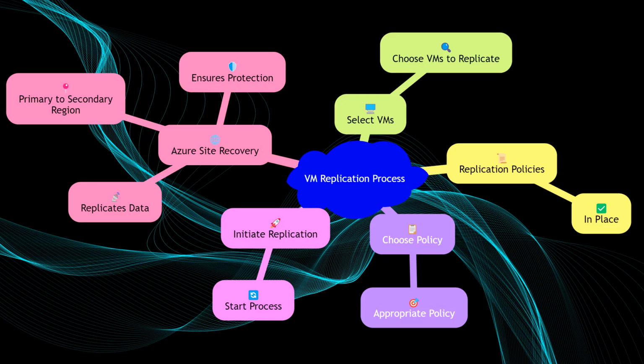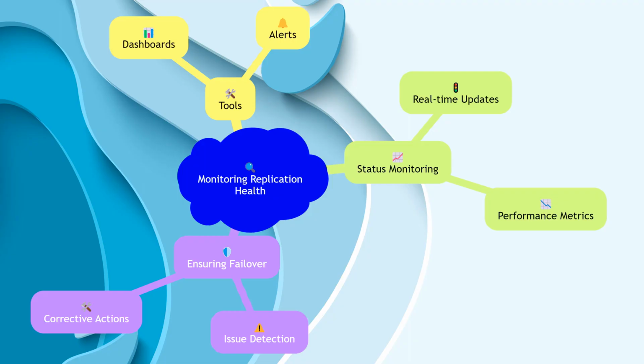Once the replication policies are in place, the next step is to enable replication for your VMs. This involves selecting the VMs you want to replicate, choosing the appropriate replication policy, and initiating the replication process. Azure Site Recovery will then start replicating the data from the primary region to the secondary region, ensuring that your VMs are protected. Monitoring the health of your replication is crucial for ensuring that your failover process will work when needed. Azure provides various tools and dashboards to help you monitor the status of your replication.